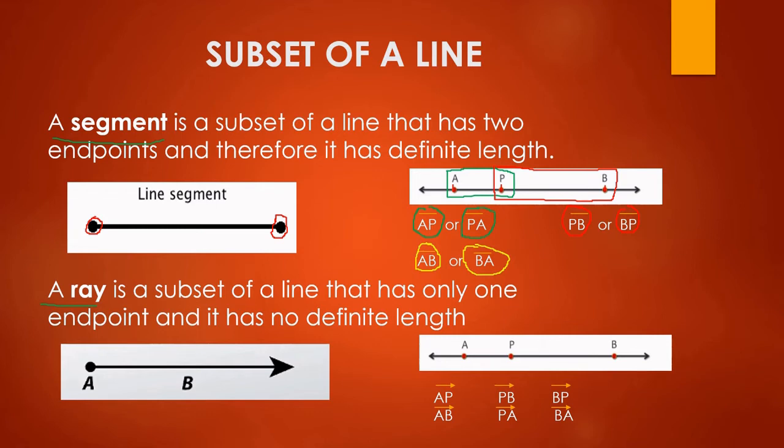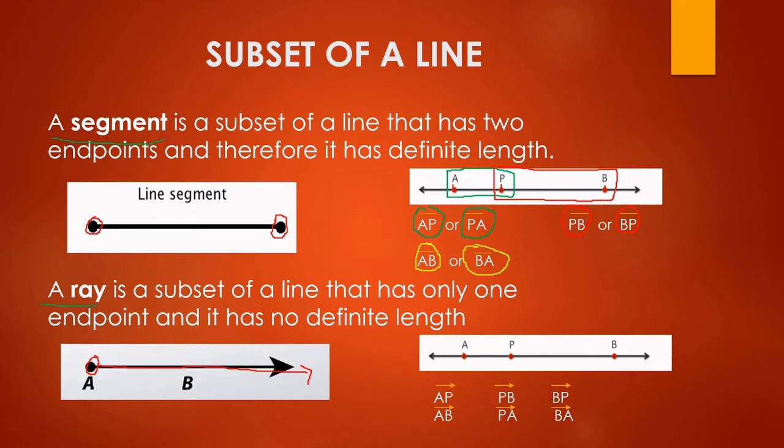Now, how about ray? A ray is a subset of a line that has only one endpoint and it has no definite length. So, meron lang siyang isang endpoint and no definite length. Okay, for example, again, we have point A, point P, and point B.